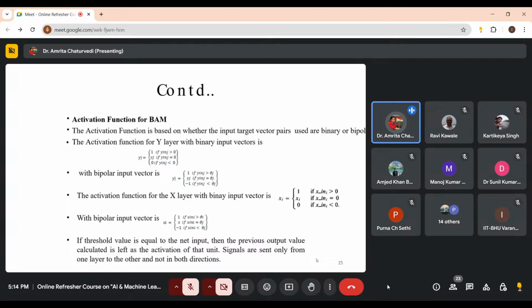With bipolar input vector, you have xi equal to 1 if x_ini is greater than theta. It is xi if x_ini is equal to theta, and minus 1 if x_ini is less than theta. So if the threshold value is equal to the net input, then the previous output value is left as the activation of that unit. So signals are sent only from one layer to the other and not in both the directions. So at one point of time, the signal will be sent in one direction only.